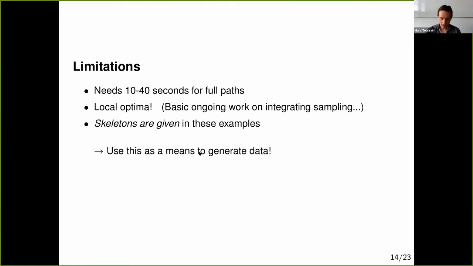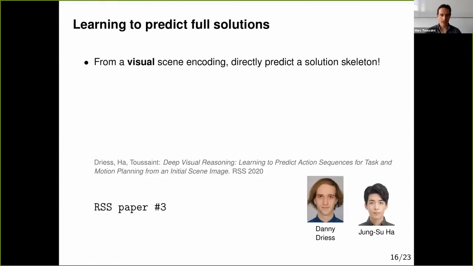Okay, but yes, we can also generate lots of data of solutions in different scenes in simulation, and then try to learn from that kind of data. So let me transition to learning. And this is a bit shameless, I'm advertising a paper here at RSS. It's paper number 3. The first author is Danny, and also Toussaint. Both of them were also co-authors on the work that I just presented.